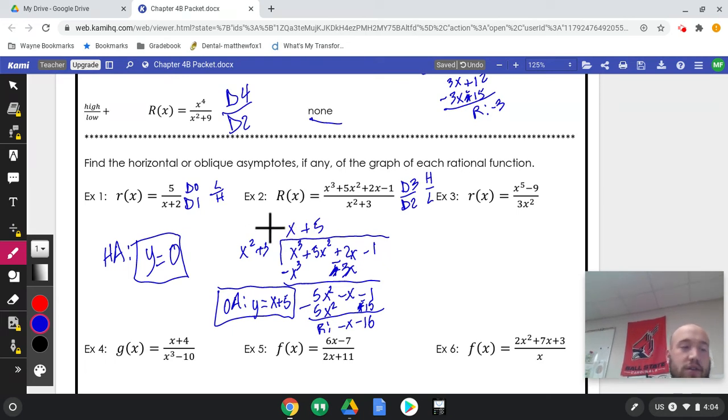Okay, so the next one. This one would be degree 5 over degree 2. This is high over low, but it's plus, meaning it's a lot bigger, it's not just 1 degree bigger, it's 5 over 2. So if that's the case right here, there is no horizontal or oblique asymptote.